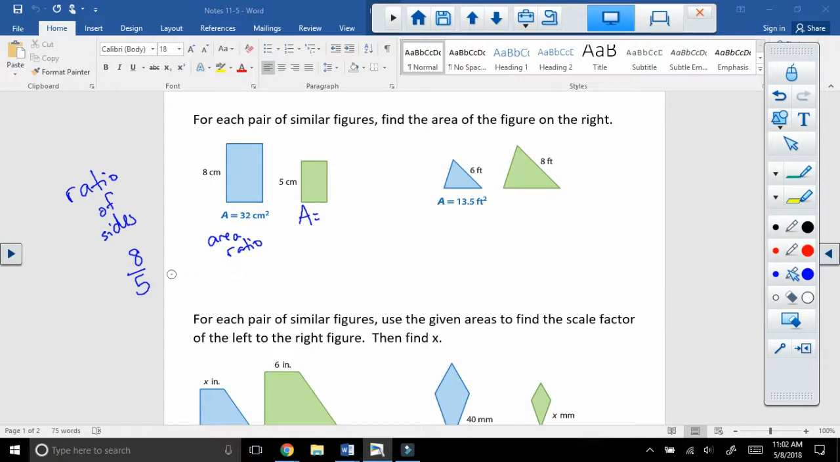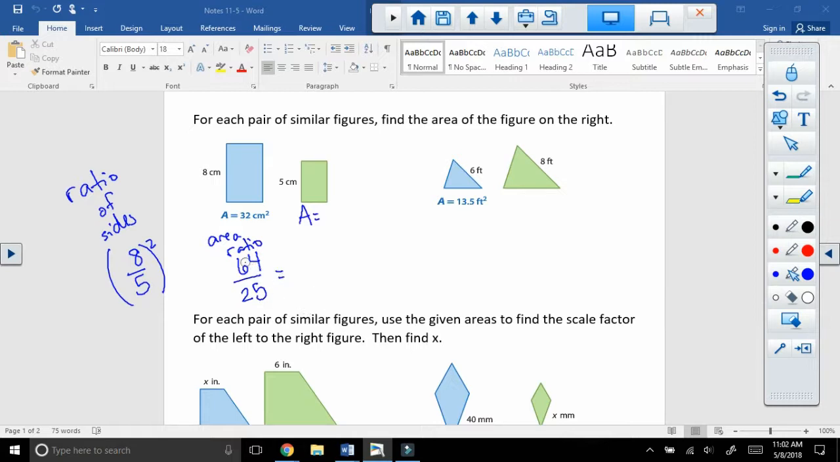How can I find the ratio of the areas if the ratio of the sides is 8 to 5? I would square them each, right? So when I square each of those, the ratio of the areas is going to be 64 to 25.